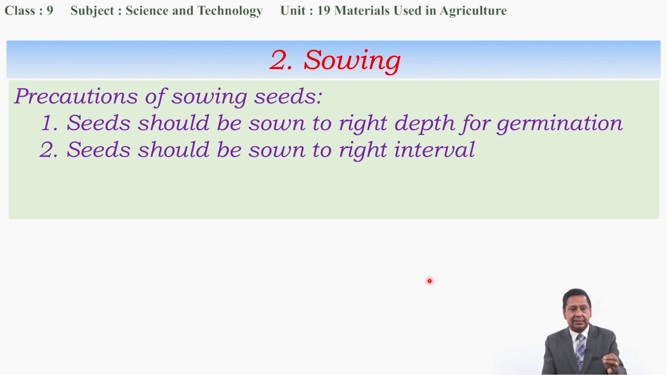And second, seeds should be sown at the right interval. If there is very little distance between the seeds, then they do not get sunlight, they do not get water, and they do not get nutrients in proper amount. That's why the distance between the seeds should be maintained. They should be at the right interval.